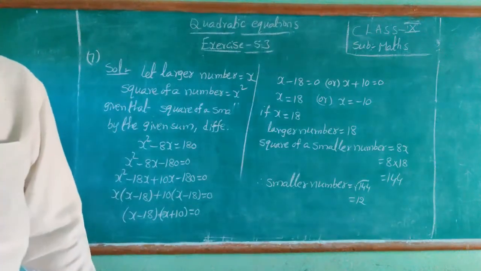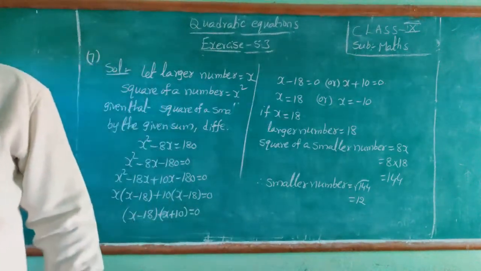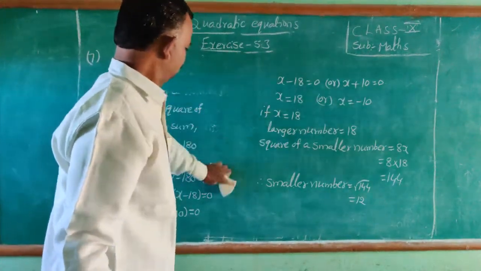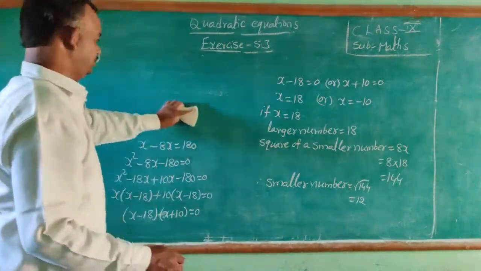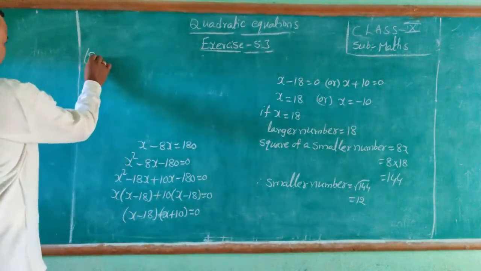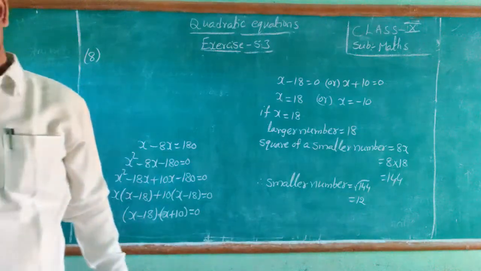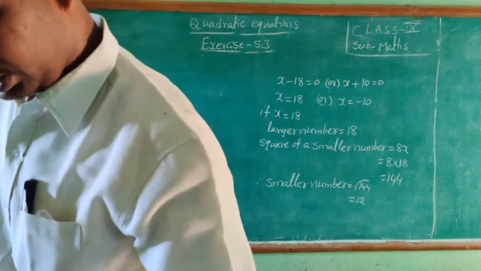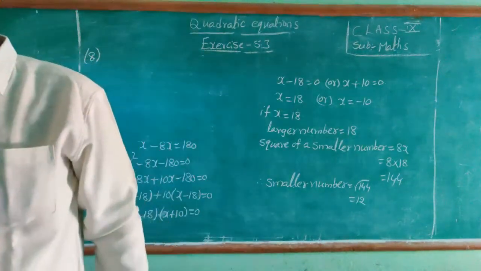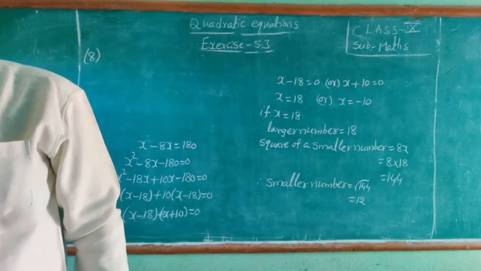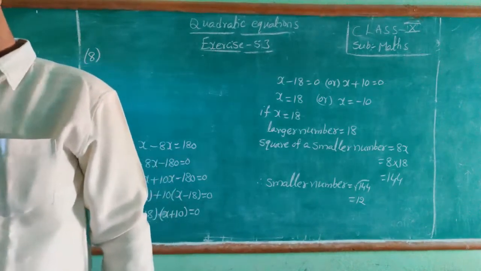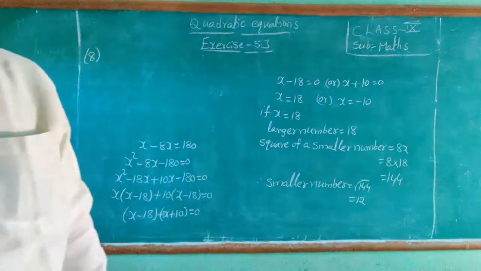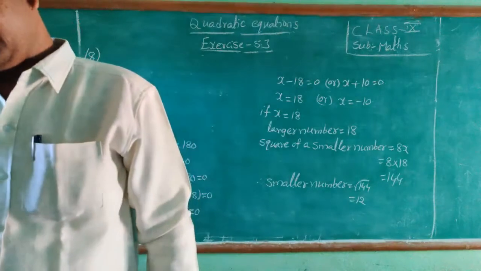Next one, eighth sum. Write down the eighth one. A train travels. Read the question. A train travels 360 kilometer at a uniform speed.